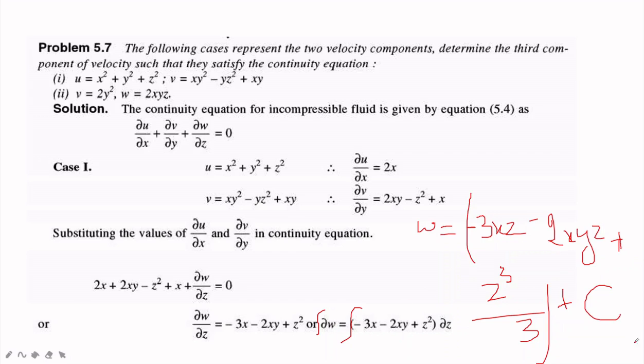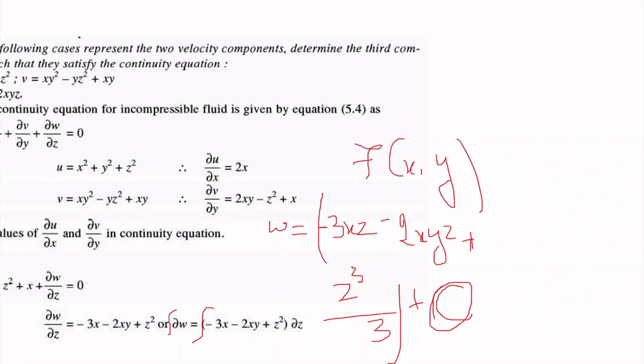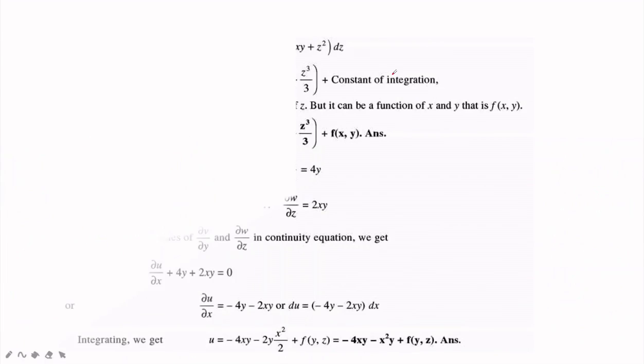So this is your equation if you integrate it with respect to dou w. So this plus c, this constant of integration will be there, no? The constant of integration is in z here. So the constant of integration should be in the other two directions, that is, it is a function of f of x comma f of y. I will show you, see here.